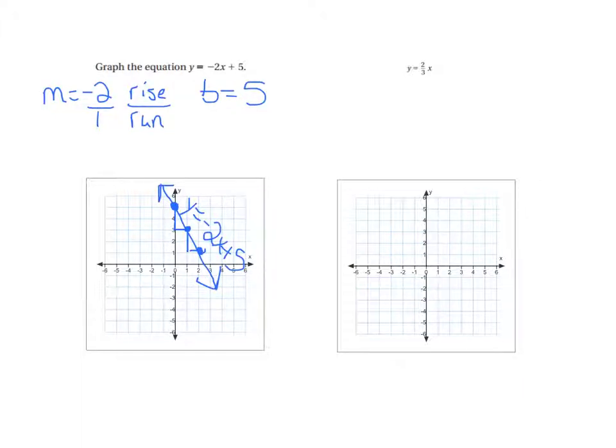All right, look at the next one. Y equals 2/3 x. Is it in slope-intercept form? Is y isolated? Yes, y is by itself. Okay, now we need to identify m and b.